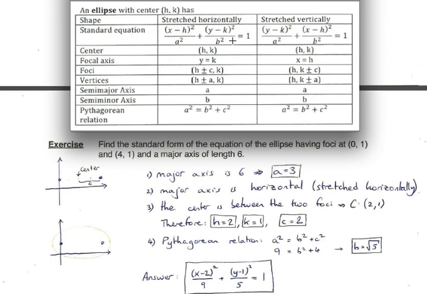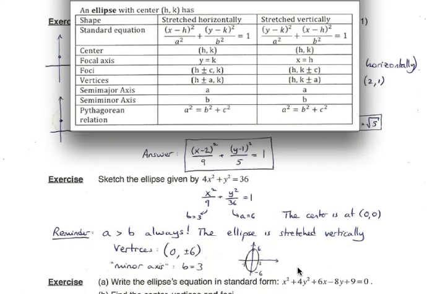You may notice that we are not using c in the standard equation, but we still need to find c when we are solving exercises like that, because we needed c in order to find b. So the answer is (x minus 2) squared over 9 plus (y minus 1) squared over 5 equals 1.